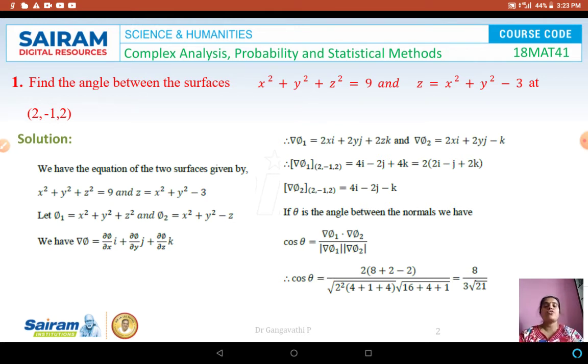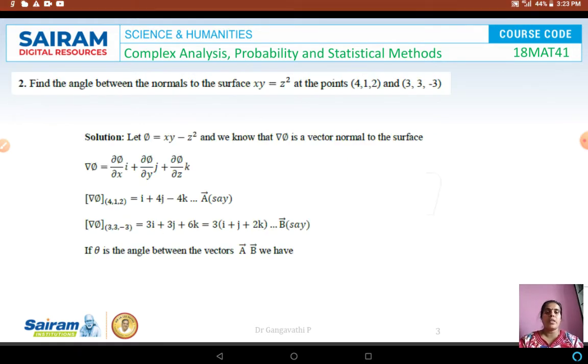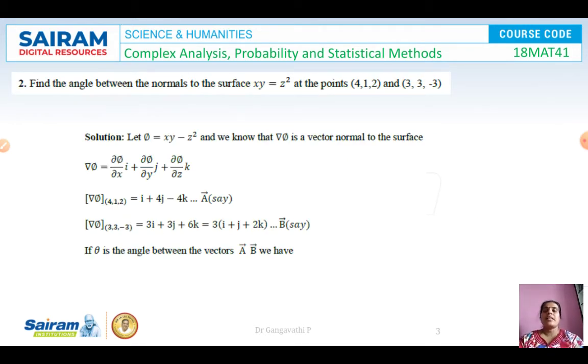It was asked to find the angle between the surfaces, and we can stop at this stage. Another step is you can write it as theta is equal to cos inverse of 8 by 3 root 21. Let us see another example. Find the angle between the normals to the surface xy is equal to z square at the points 4, 1, 2 and 3, 3 and minus 3. So you can compare this with the previous problem. In the previous problem, there were two surfaces given.